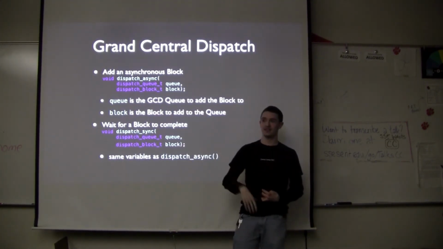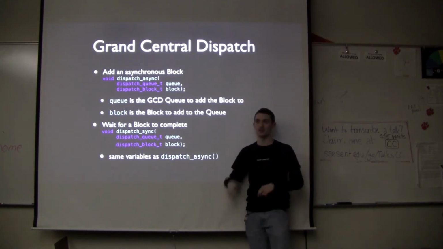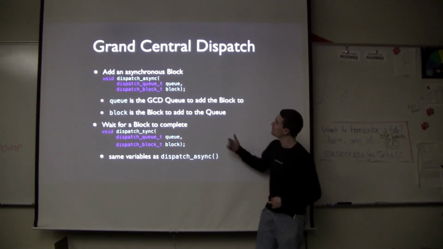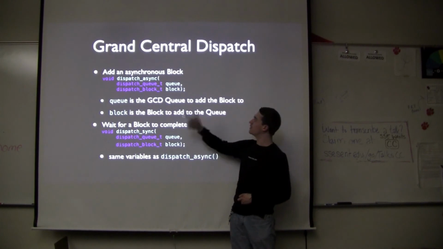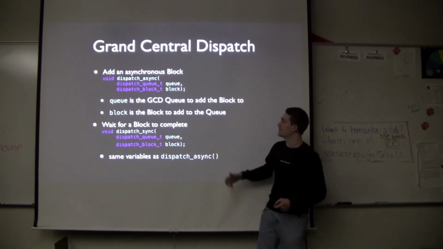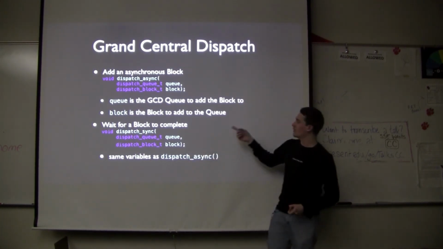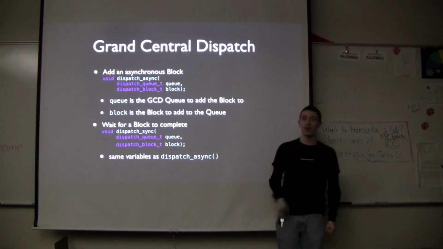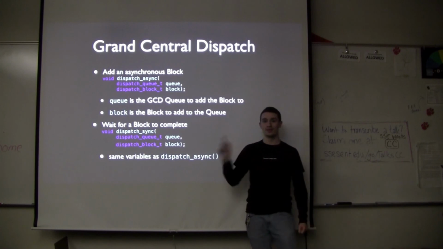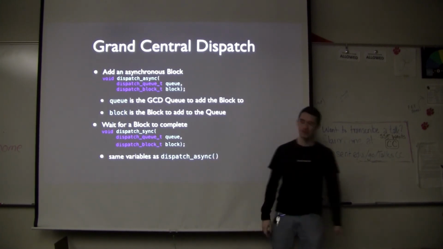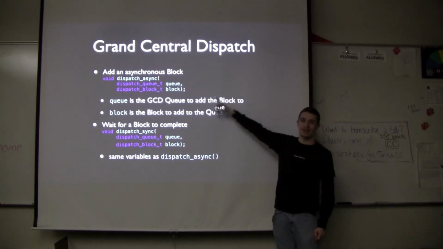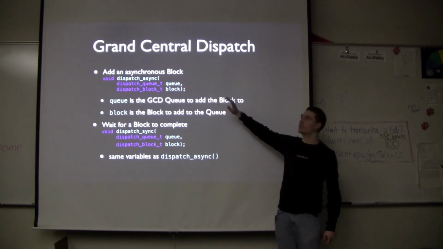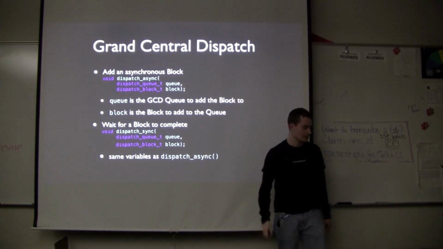The block takes nothing and returns nothing, just like NSOperationQueue. And the queue can be whatever queue you want it to be. You can also wait for the block to complete with the synchronous call using dispatch sync, passing in the queue and the block, and that returns nothing. And the queue and the block are the same kinds of queue and block that you would use in dispatch async. Nothing special there.